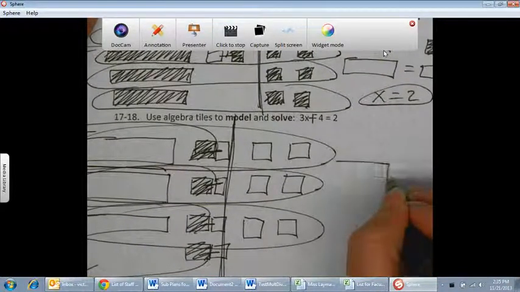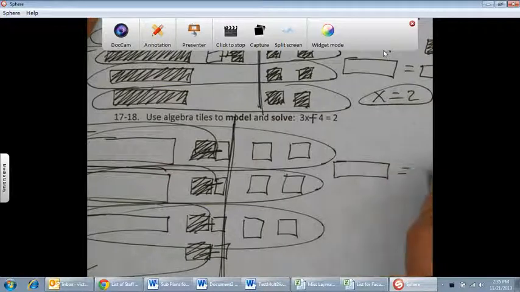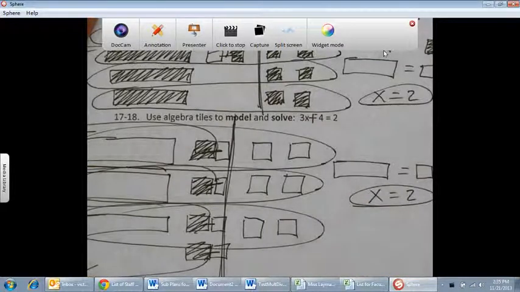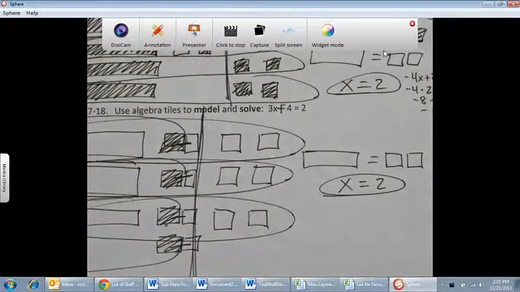And once you've done all your subtraction and addition, you're going to group them, and you will see that one positive x is equal to two positive counters, therefore x is equal to 2. And we're going to make sure that that works by solving it.